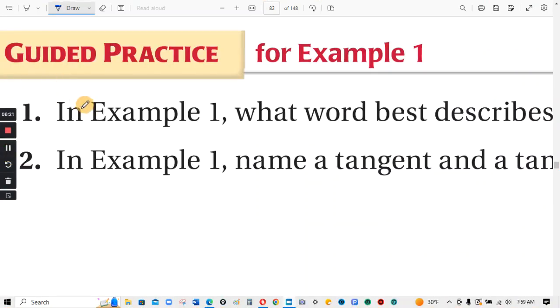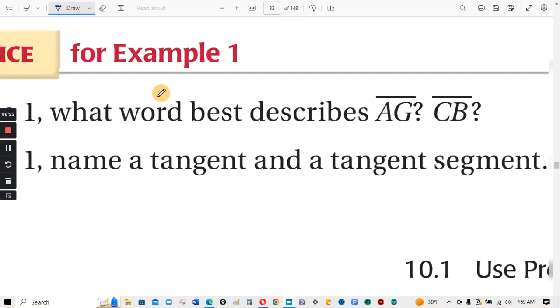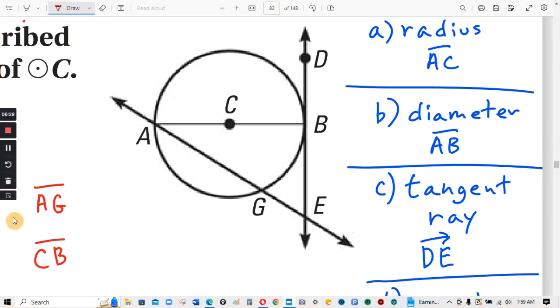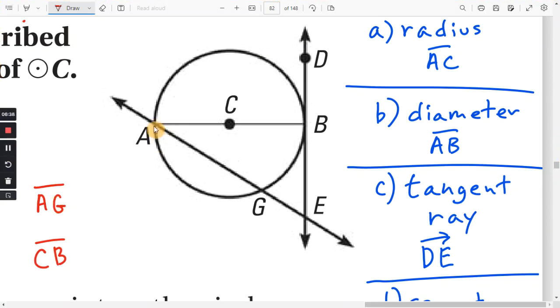Guided practice 1 and example 1. What word best describes AG and CB? Let's take a look. See if you can figure out segment AG and CB. If you look at AG, there's a point here and a point here, and it is just a segment. The endpoints are on the circle, so that is considered a chord. For segment CB, the center is at C, the endpoint is on the circle, and this segment right here is a radius.